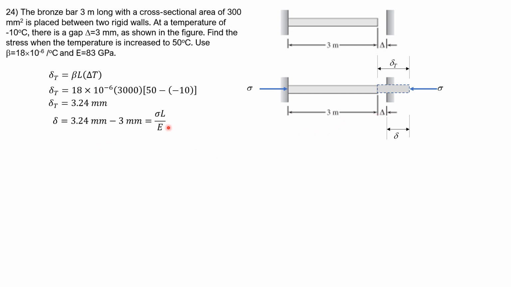So it is equated to displacement due to stress, which is stress times length over E. So 0.24 equals final stress times length 3000 over 83,000. Supposedly you can also use 3003 here instead, but the effect is very small. So the stress is equal to 6.64 megapascals, and the sense is compression. That's it for this problem.